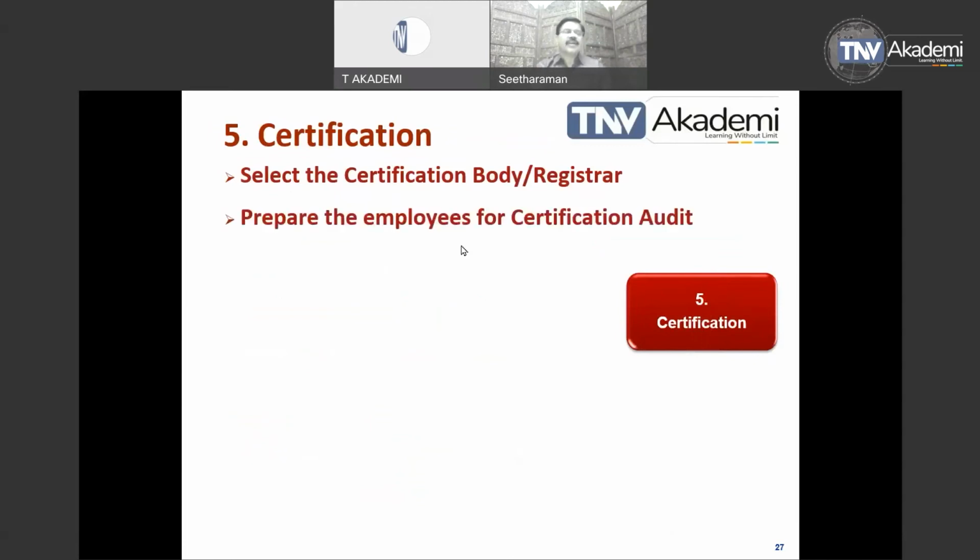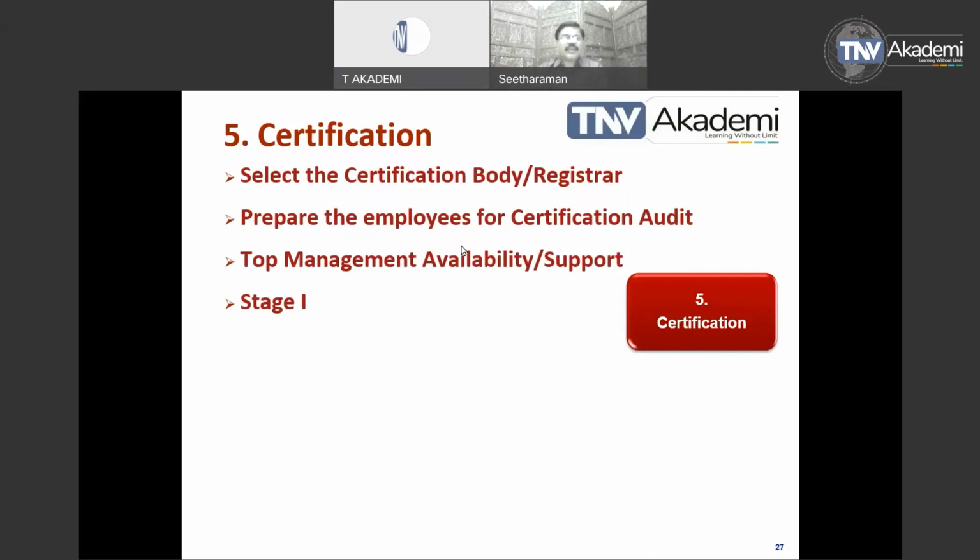Then prepare the employees for the audit. After the internal audit is done, whatever non-conformance we find, whatever issues we find, we discuss with the employees and then prepare them for facing the certification audit, so that the same things are not repeated during that audit. And top management availability and support, because they will be doing interviews with top management, and how they are encouraging worker participation. So they want to listen from the top management. That's why top management availability and their support for the audit is very important.